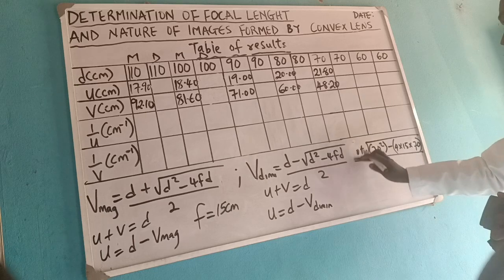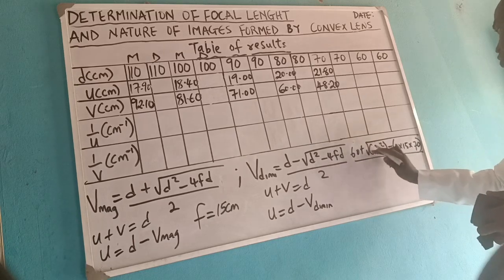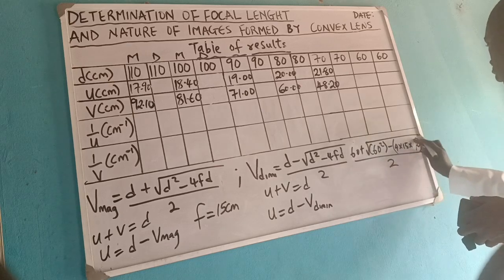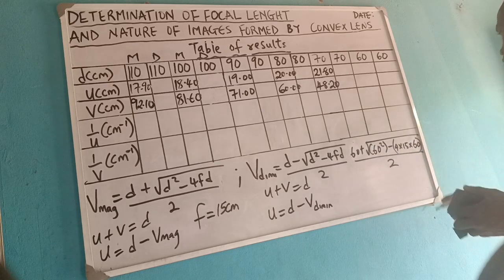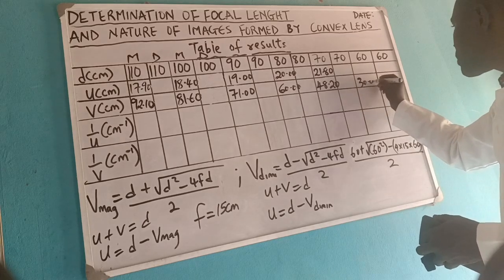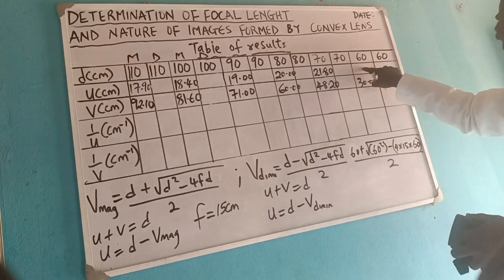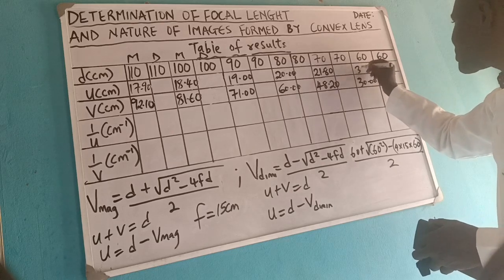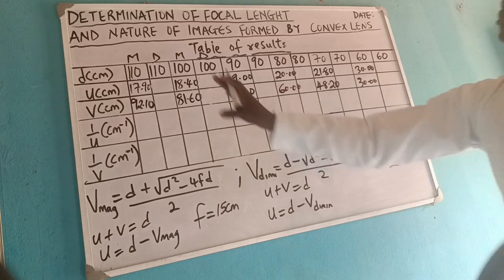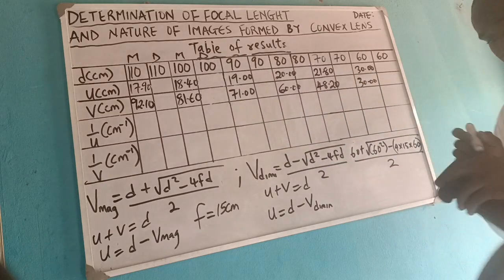We'll go to the one of 60. We change here to 60, we change here to 60, and we change here to 60. Okay? We'll press in our calculator. We have here to be 30.00 and 60 minus that is 30.00. That is about the magnified one.